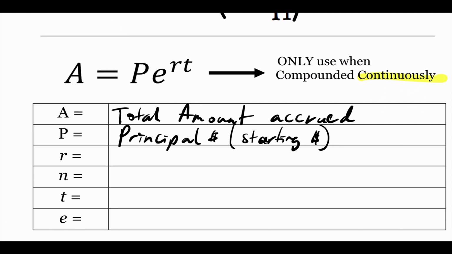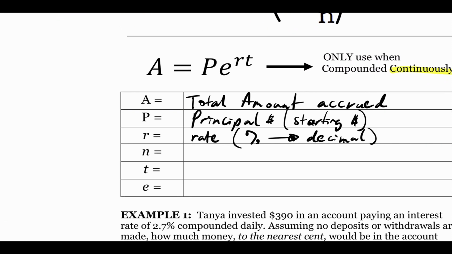Okay? R is the rate. What rate are they giving me? Right? They usually give you the rate as a percent, but remember, we have to change that to a decimal. So don't forget to change it to a decimal. If you want to change a percent to a decimal, divide that percent by 100. Or just move the decimal over.